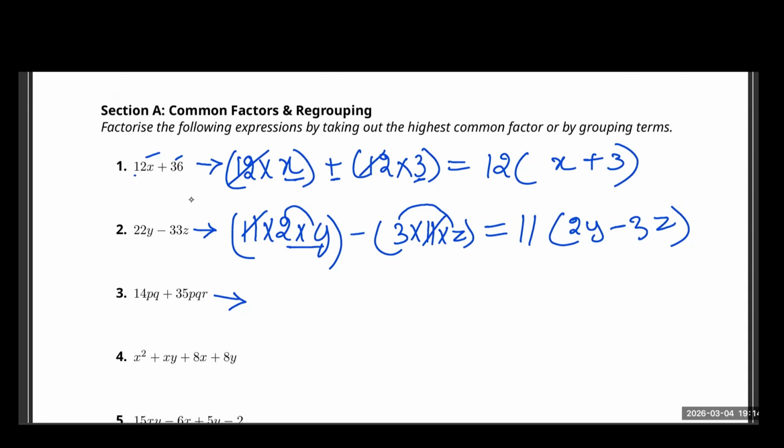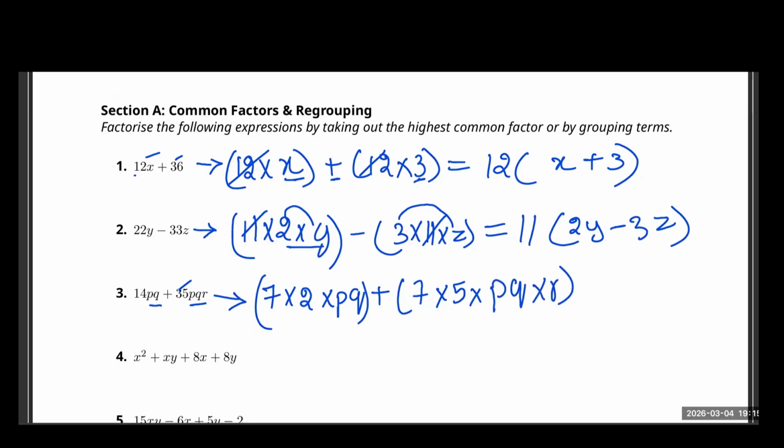Coming up to this one, 14pq and 35pqr. See, 14 goes in the 7 table and 35 also goes in the 7 table, right? So 14 is 7 twos, and 7 fives are 35. Here pq and pq are common, right? So I'm writing pq as it is. Now 7 is common, and pq is common here.